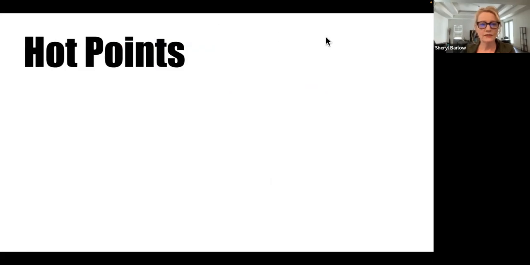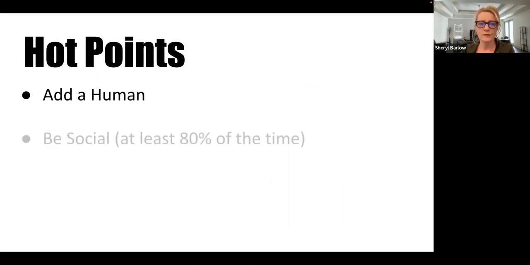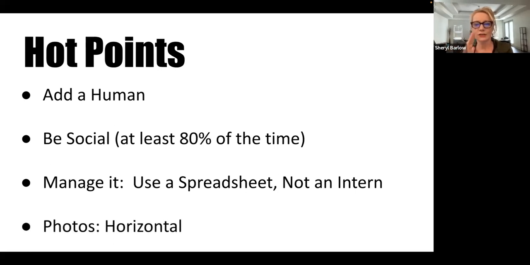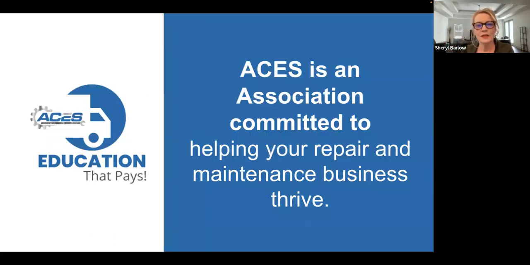So just to recap, the hot points, the favorite ones from here: add a human to every social media post you can. Be social at least 88% of the time, not salesy. Manage it using a spreadsheet, not an intern. Interns are great, but not for your social media. And photos, horizontal photos, not vertical. So that is quick, down and dirty, some social media tips that I hope are helpful for you to be able to manage, get some good content out there, and give you some ideas to post.